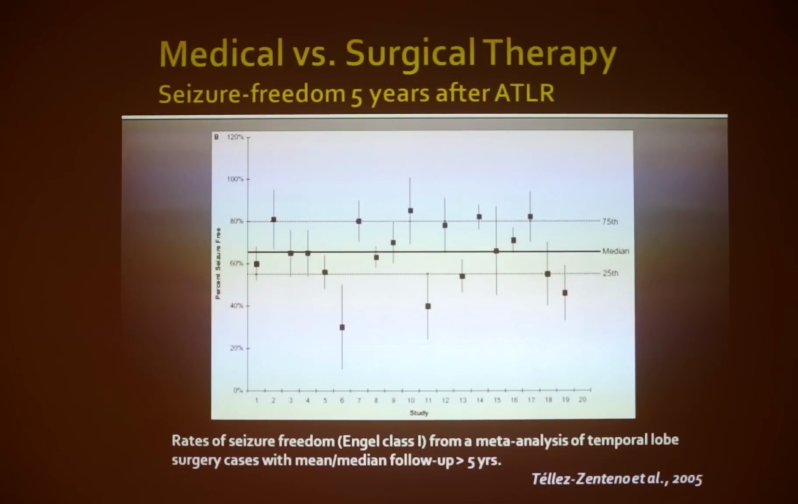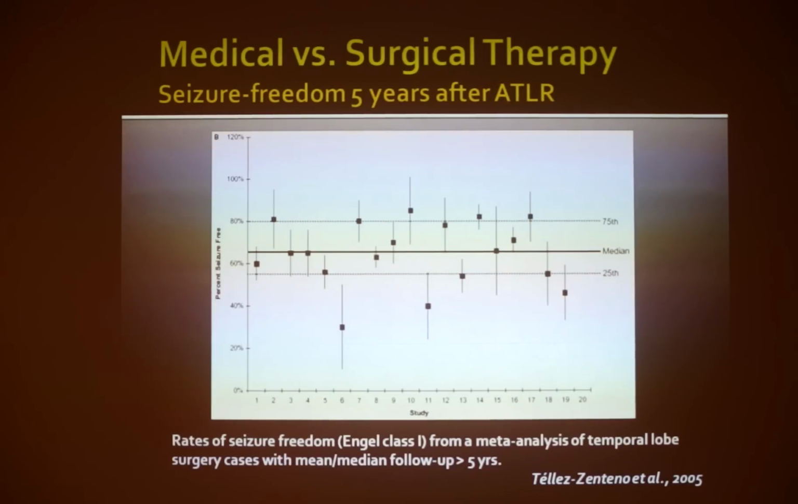Compare this with surgical outcomes, and this is data from about 20 well-recognized epilepsy surgery centers, primarily who performed temporal lobe resections. And what you see is approximately a 67% chance of prolonged seizure freedom, 5 years or more following temporal lobectomy for drug-resistant epilepsy.